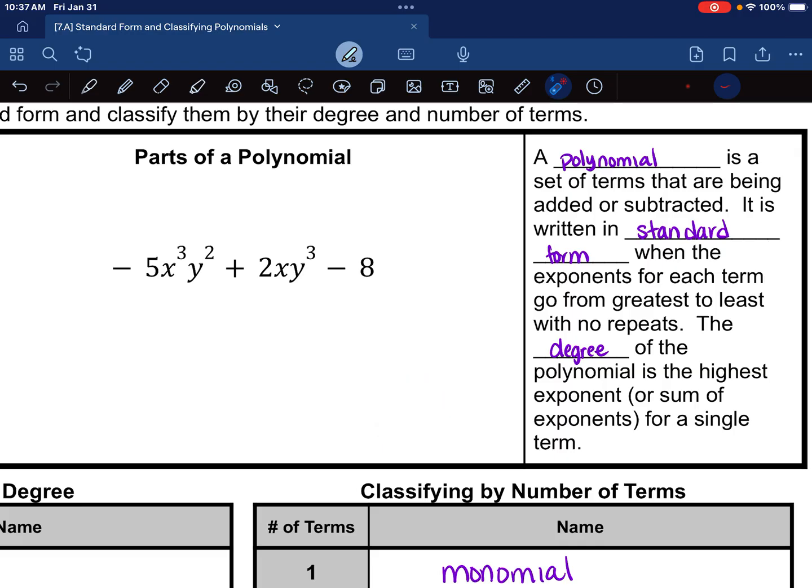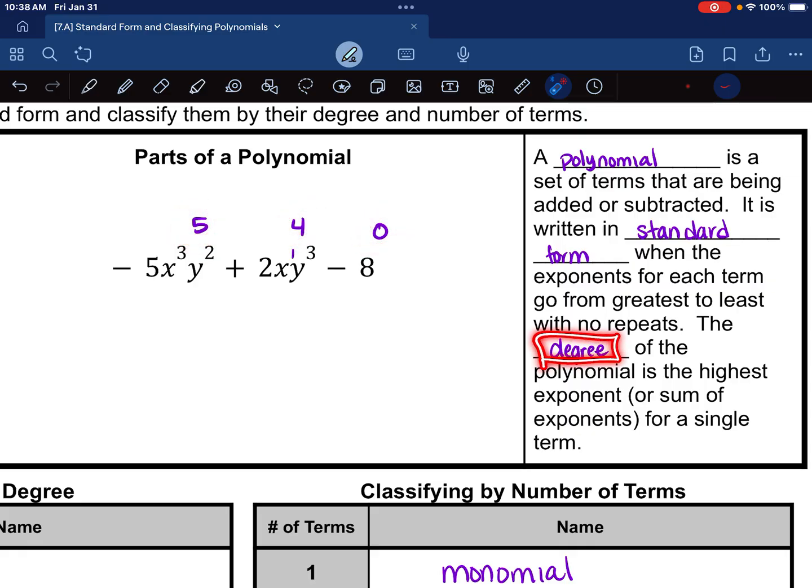We call a polynomial standard form when the exponents for each term go from greatest to least with no repeats. Okay, so this one, the 3 and the 2 together makes 5. X to the first, y to the third is a 4. This one is degree 0. So this is in standard form because it goes from biggest to smallest.